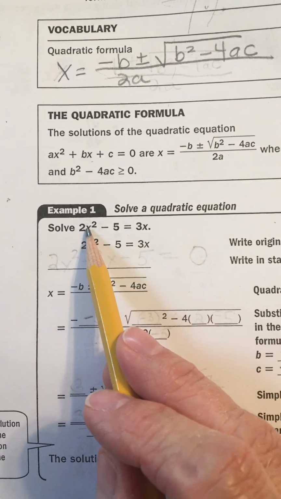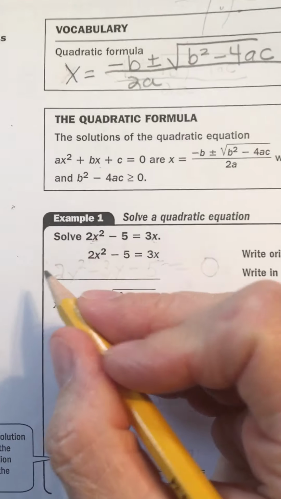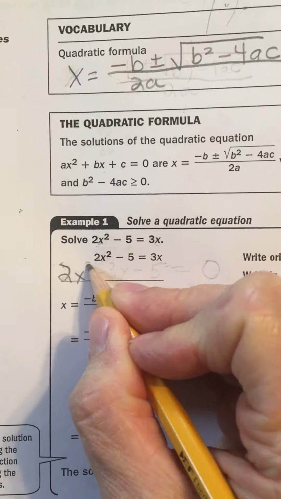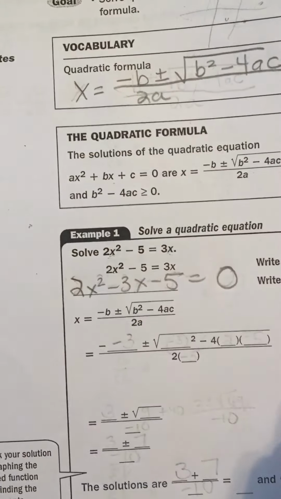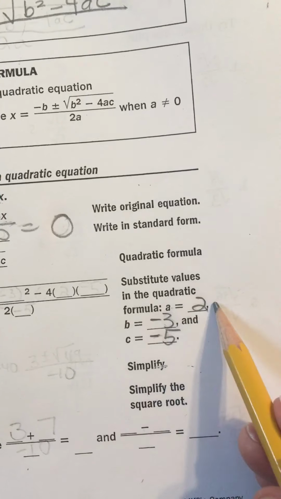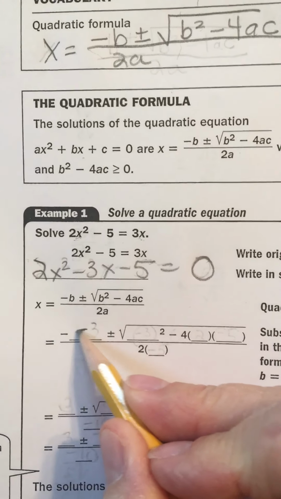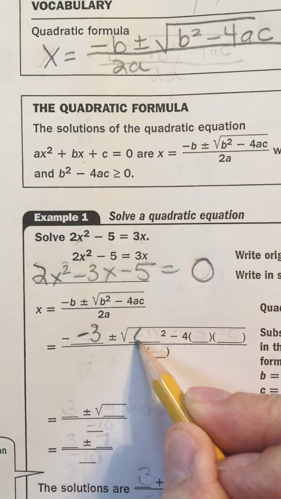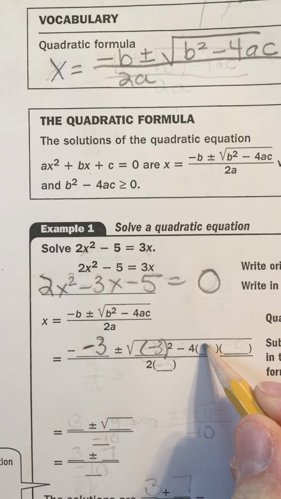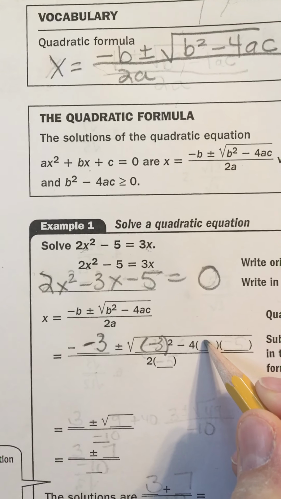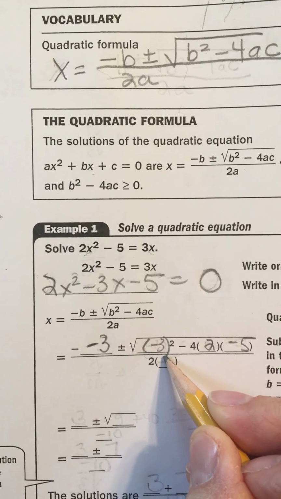So here's an equation in example 1. First thing I'm going to do is subtract 3x from both sides and set this equal to 0. So this would be 2x squared minus 3x minus 5 equals 0. Now, I identify a is 2, b is negative 3, c is negative 5. Now I plug things in. So we do the opposite of negative 3, negative 3 squared minus 4ac. So a is 2, c is negative 5, all over 2a.